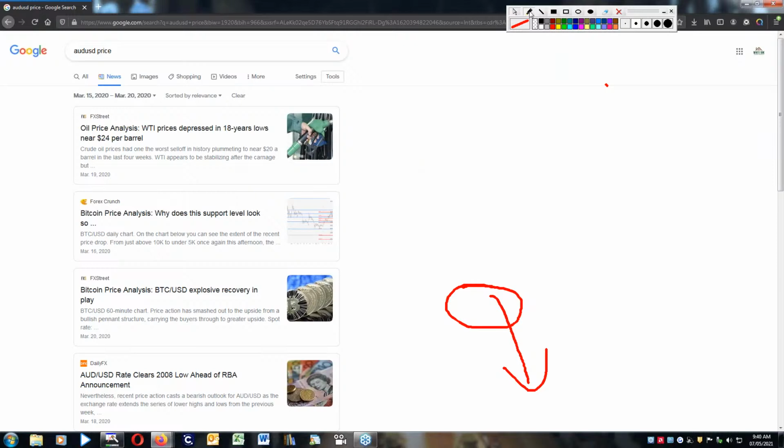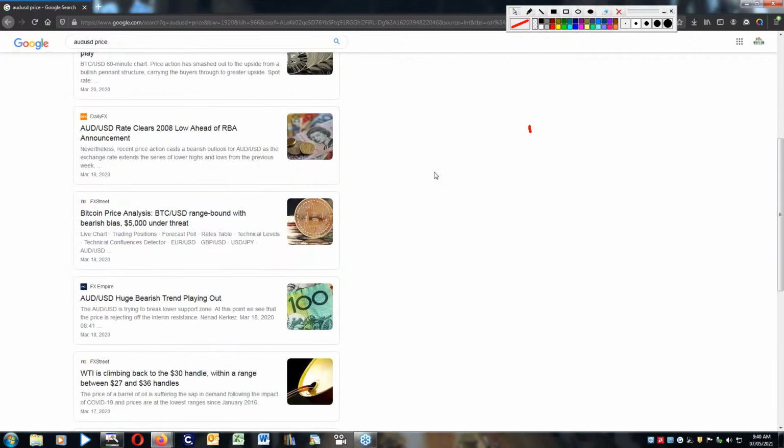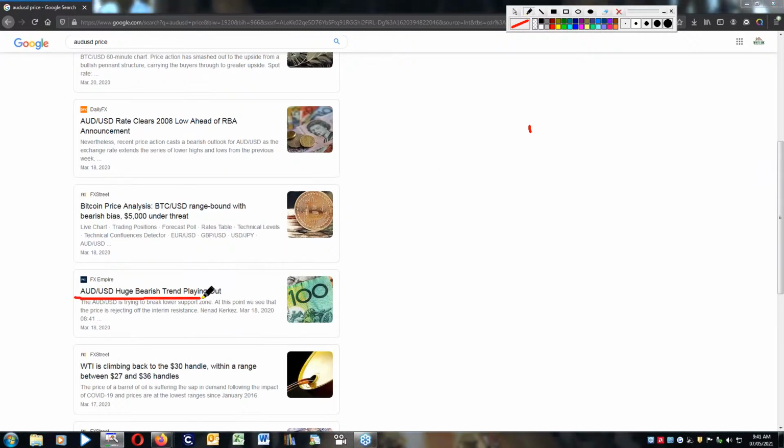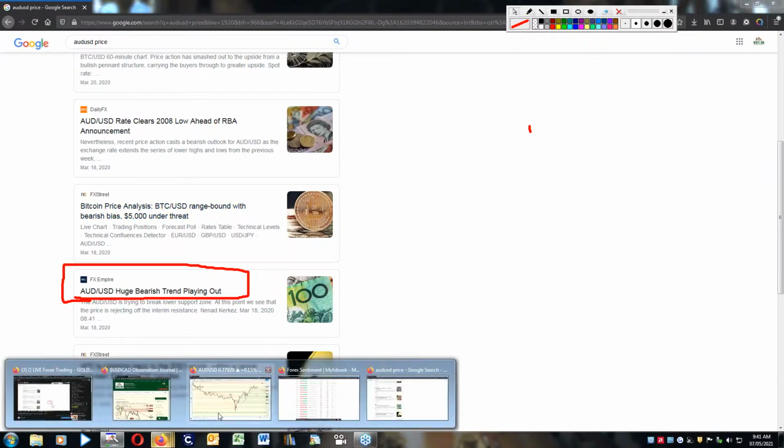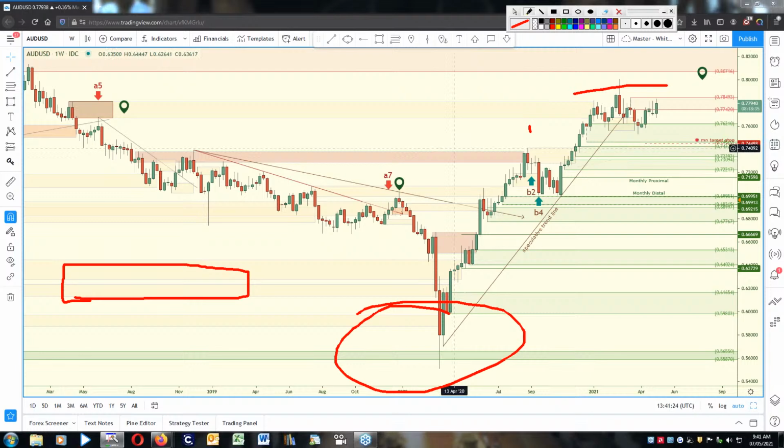Let's see what kind of headlines they had. Oh, Aussie rate clears 2008 low ahead of RBA announcement. Aussie huge bearish trend playing out. Huge, massive trend playing out. It's going to drop forever. Sell short so the banks can buy it because they have plans to take it from 58 to 77. Huge bearish trend. If you're not in on this, you're missing out.